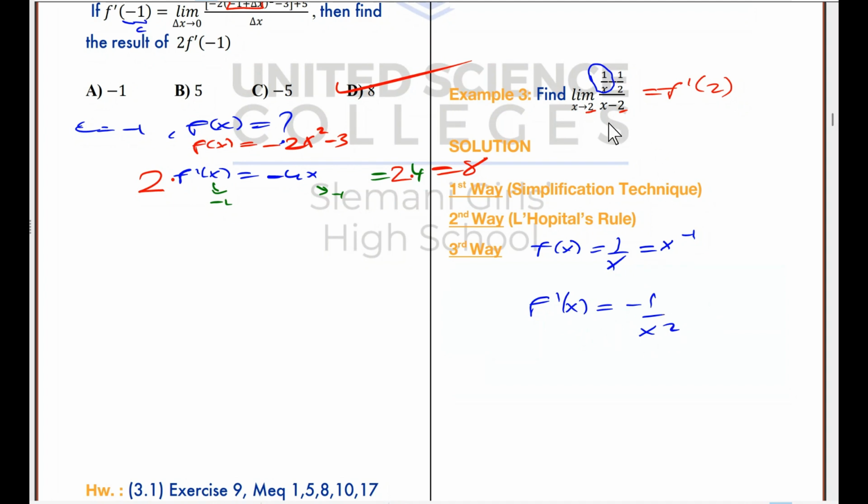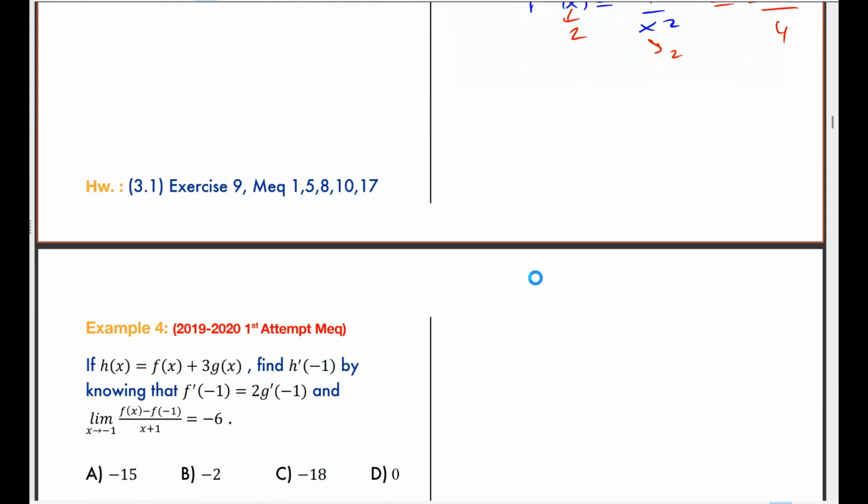In the derivative, I'm going to substitute 2 for x. Our x is given in the question as 2. If x is 2, what's the answer? Negative 1 over 2 squared, which is 4. Negative 1 over 4 is the answer for this question.